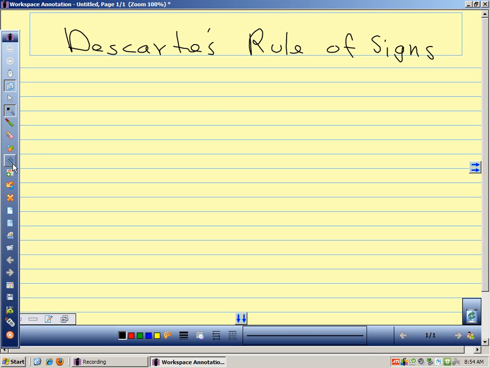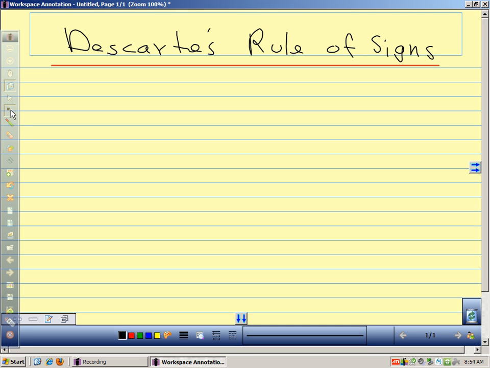So Descartes' rule of signs is just another way of eliminating some of the possible zeros that we come up with for our list when we do our P divided by Q possibilities. So for Descartes' rule of signs, we have some polynomial, and I'm going to list out all the terms like we've been talking about.